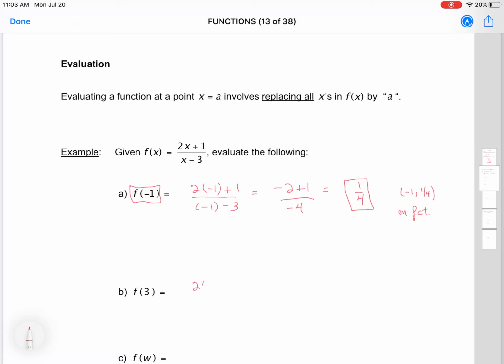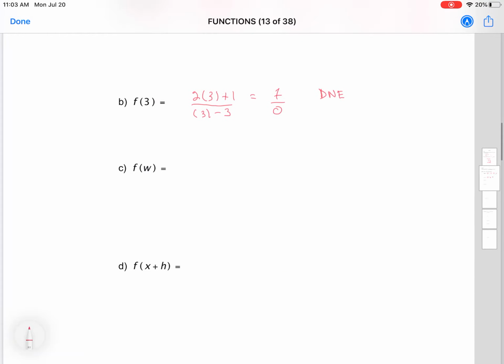Okay, what about f of 3? Well, that's pretty much the same deal. We want to replace x, this time not by -1, but by 3, with the little difference that this time around we're going to get 7 over 0, and we can't divide by 0, so f of 3 does not exist. There is no y value for this function when x is actually equal to 3.